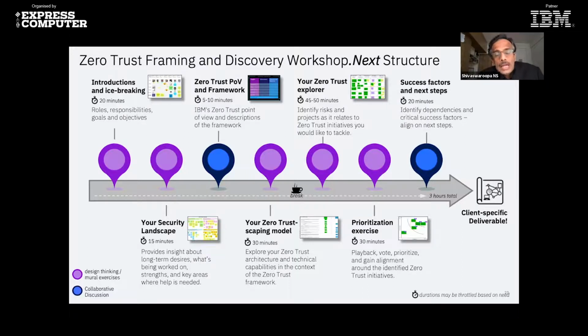With all of that data in hand, we will work with your team to prioritize in terms of what should be taken up for implementation and how that will help you in reducing some of the risks that are already identified. And finally, we wrap up by identifying some of the key dependencies and the critical success factors for helping you embark on the zero trust journey. Any questions, or did I answer?